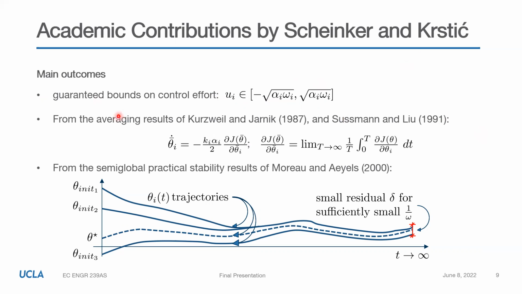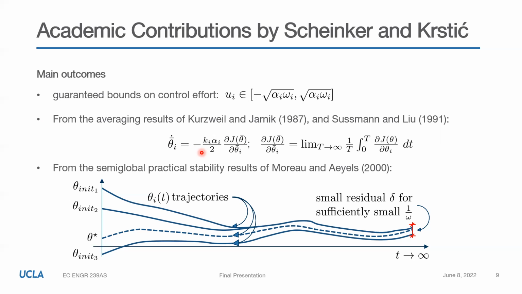Outcome number 2. From the averaging results of Kurzweil and Jarnik and Sussmann and Liu, the authors prove that the closed loop system on average satisfies the dynamics shown here, where we have theta bar dot sub i. And this can be solved, as you can imagine, as an ordinary differential equation, actually a first order linear differential equation. If we were to move this to the left-hand side and have the right-hand side equal 0, you can solve that ODE to determine the average trajectory of the system.